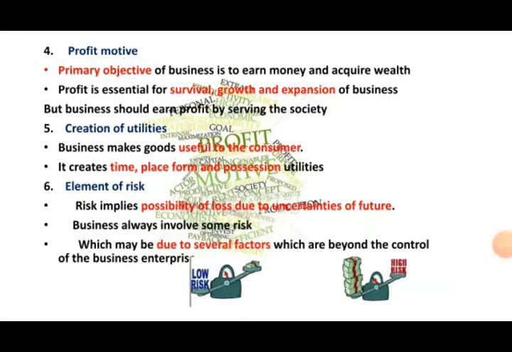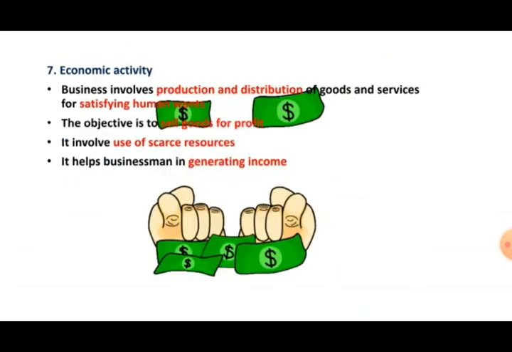Next feature is element of risk. Children, risk implies possibility of loss due to uncertainties of future. Now risk arises because the future is uncertain and we cannot predict exactly what is going to happen in future. So because future is uncertain and there are several factors which are beyond the control of the businessman, the businessman has to face risk. But the extent of risk depends on the investment. If the businessman has invested a huge sum of money, he will face a huge risk. If the businessman has invested a smaller sum of money, the extent of risk will be small or low.